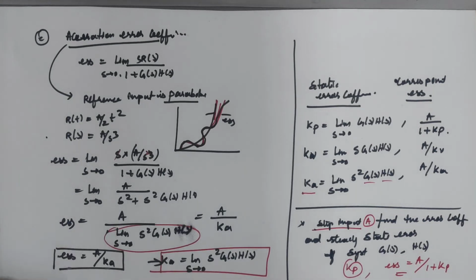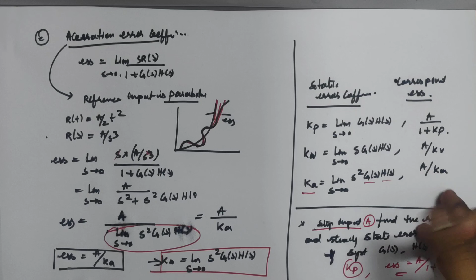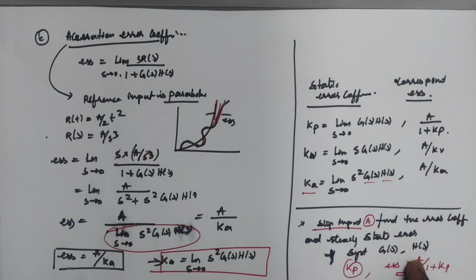Okay, so this is about error coefficients. In the next class we'll deal with the analysis of different types of systems. Here I only covered one system. Now we'll go to the application of these error coefficients and steady state error with different types of systems. Okay, thank you guys.